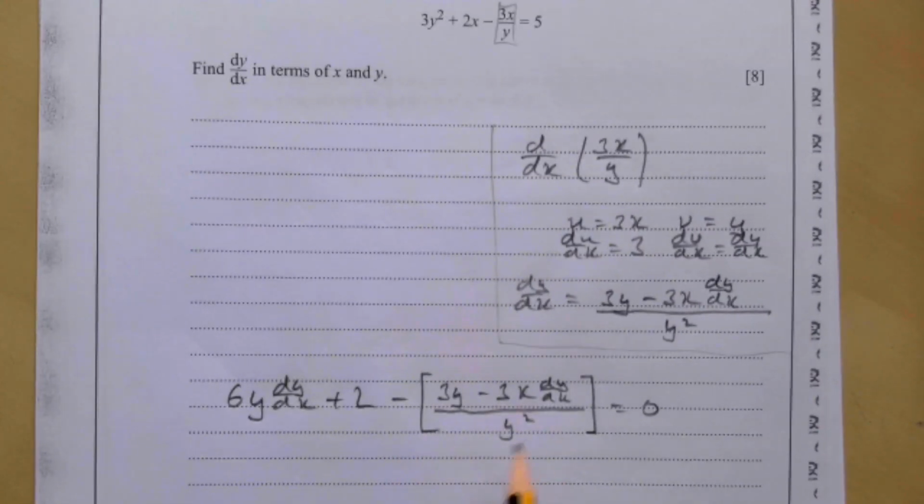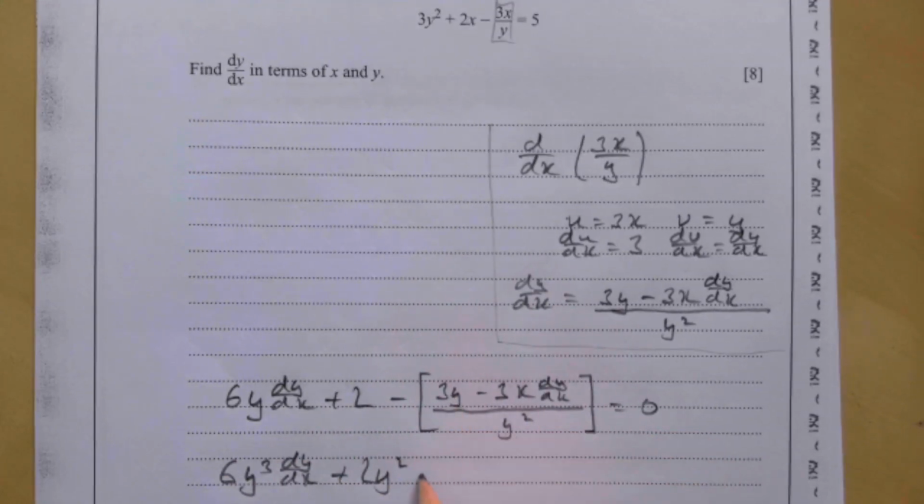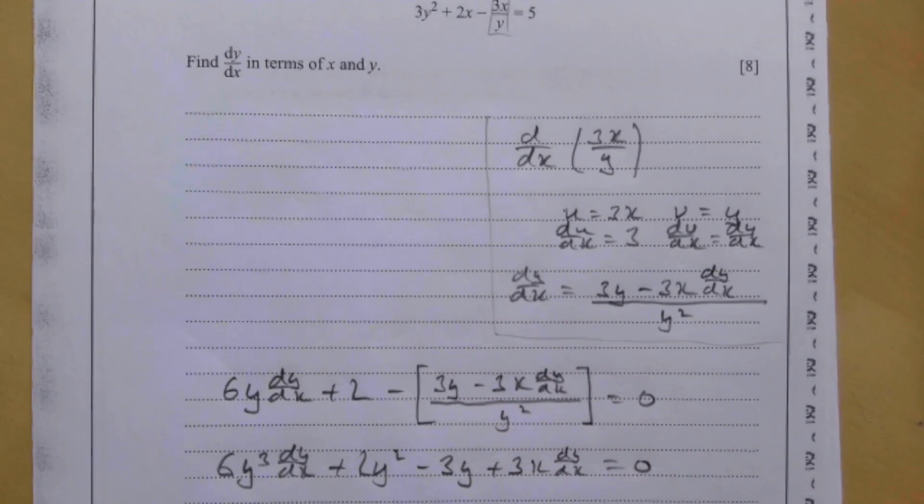A couple of different ways I can attack this. I'm going to multiply through everything by y squared. So be careful you do this term, and obviously this term then gets rid of the denominator down here. So that's going to give me 6y cubed dy by dx plus 2y squared, that's going to be minus 3y plus 3x dy by dx equals 0, and we're almost there.